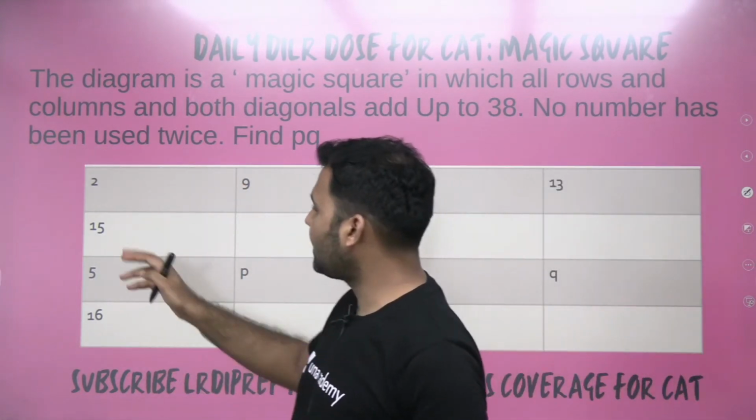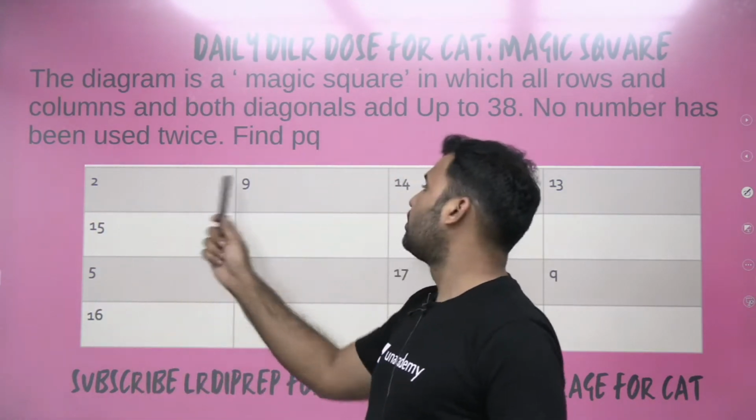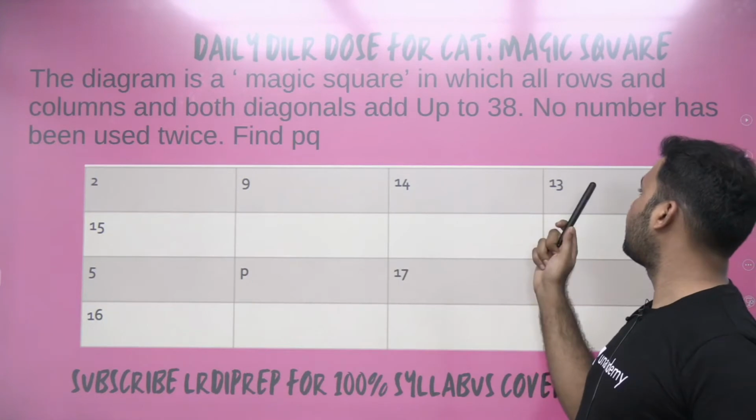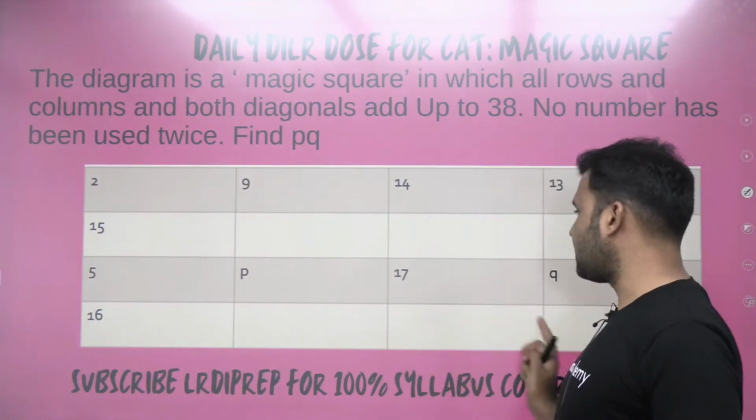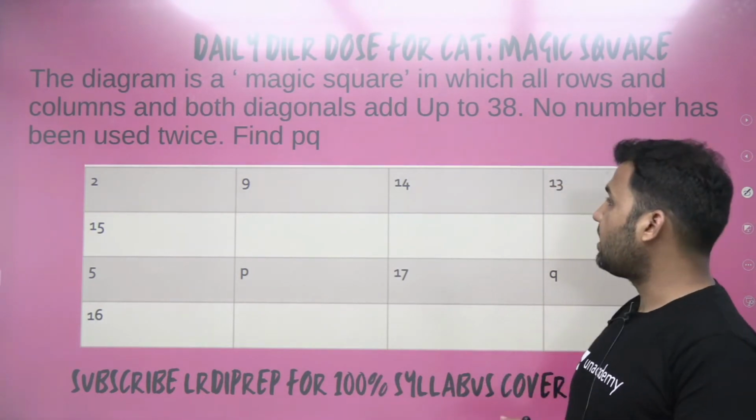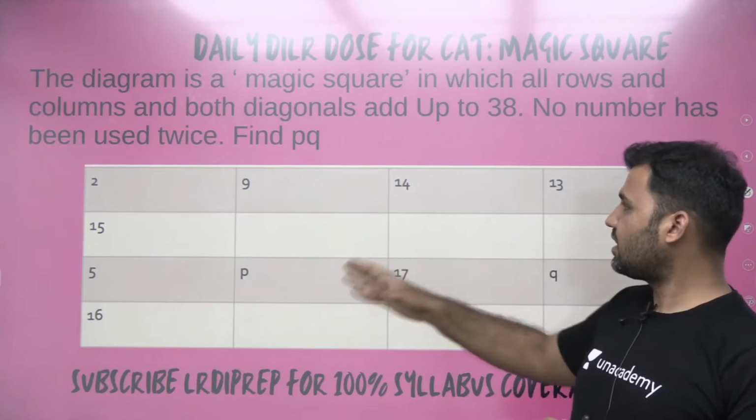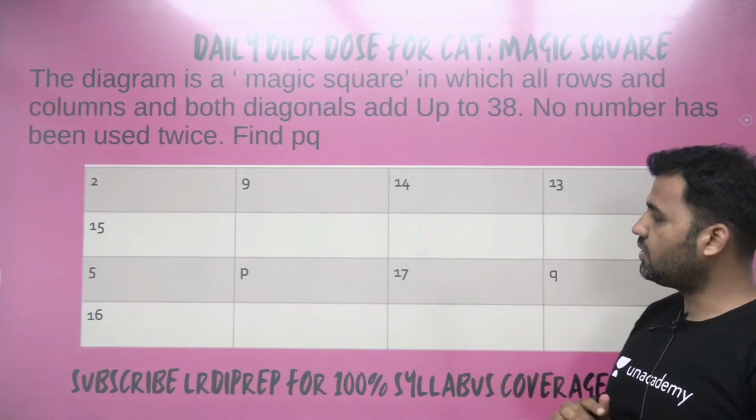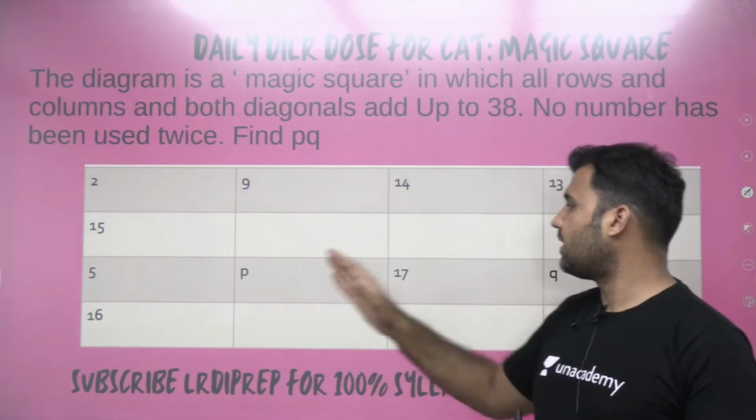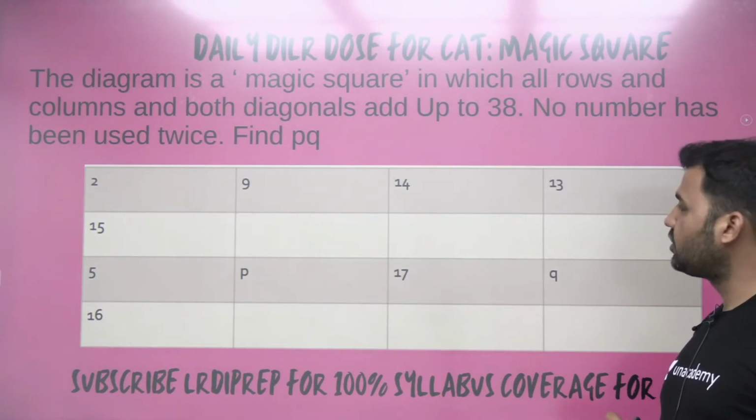For example, here you can check 15 plus 2 is 17, plus 5 is 22, plus 16 is 38. 2 plus 9 is 11, plus 14 is 25, plus 13 is 38, right? So similarly, some of these values are missing. We do not know what these values are, and using the condition that the diagonal sum, row wise sum and the column wise sum should be equal to 38, what should be the value of P and Q? All right. So how should you be approaching it?